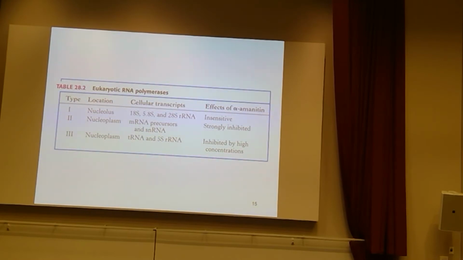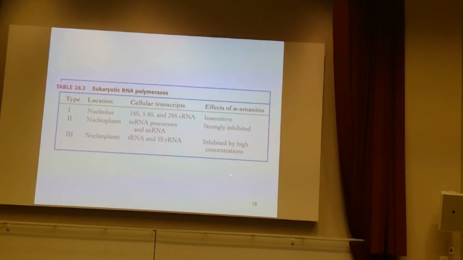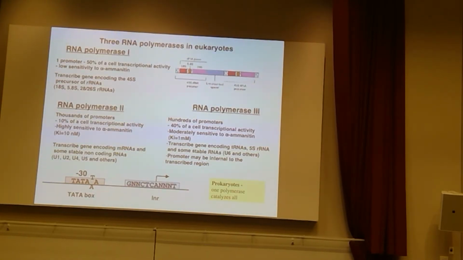The 3 different types of polymerases, again, give rise to different cellular transcripts. They've also been characterized biochemically by the fact that they have variable responses to a toxin that is an inhibitor of some of the polymerases. So this is the toxin amanitin, which comes from the death cap mushroom, and the mechanism of its toxicity is specifically to shut down the activity of polymerases. Here's the complicated structure. It's kind of cool. But yes, some of the polymerases are inhibited by that toxin and others are not.